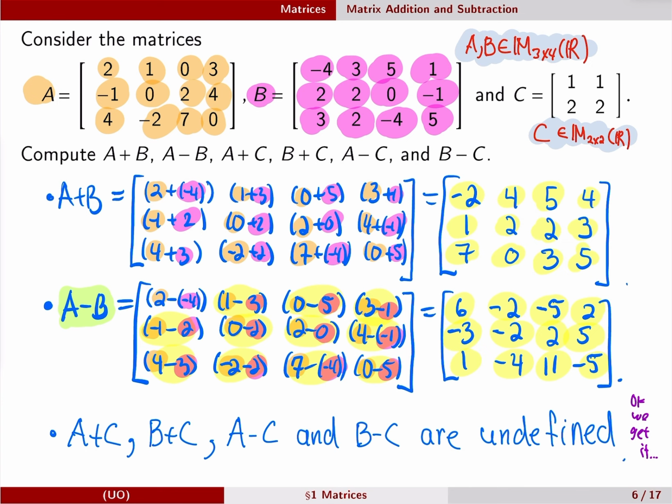So just be careful, do all the operations carefully. Adding and subtracting matrices is not too challenging. Just make sure, of course, first and foremost, that these boxes have the same size. If not, the operation is undefined.